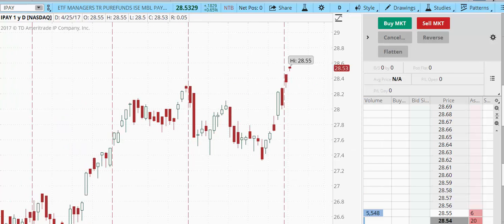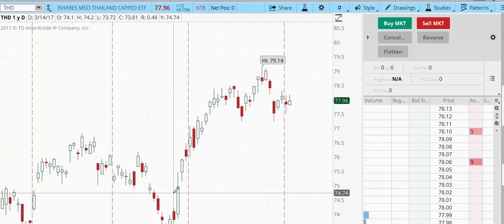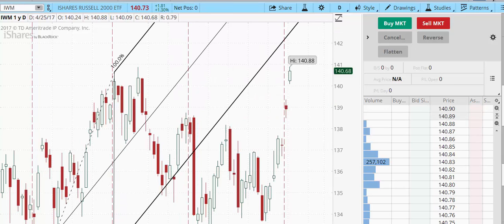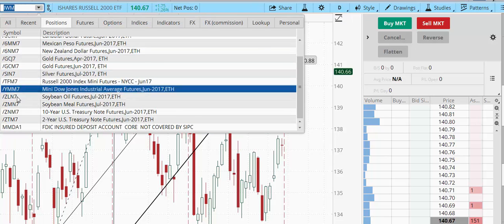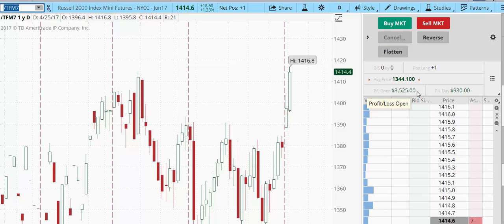Okay, and here's a couple other ones. This is THD. I bought this one a while back after it made its nice dump down here. THD is a Thailand fund. Okay, so it's an ETF that says, "I hold wonderful Thailand." Okay, and of course I'm long IWM. I bought this puppy down here somewhere, but that's the same as buying this one here. I had the nice clean buy signal, right? And took advantage of it in the index.